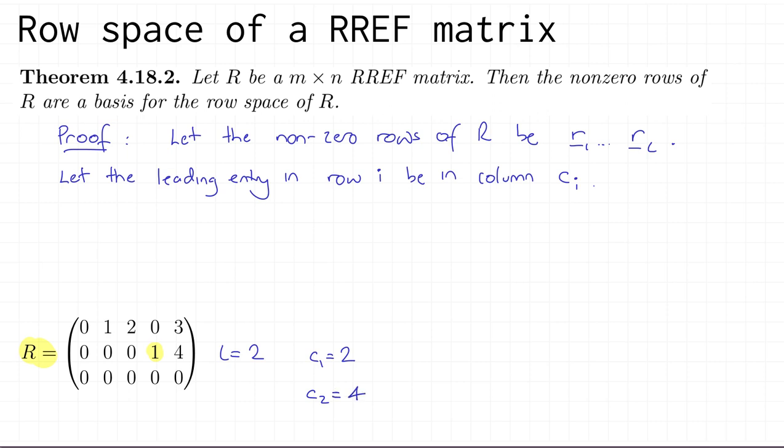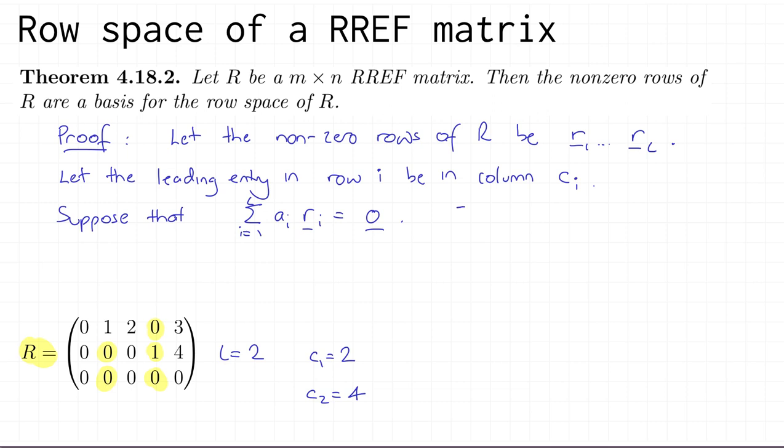And now let's recall part of the definition of the row-reduced echelon form, which is that if a column contains a leading entry, every other entry in that column must be 0. So here these entries are 0, and here these entries are 0. So let's now suppose that we've got a linear dependence on these rows. So what if we had the sum from i equals 1 to L of ai times Ri equal to the 0 vector? Well, what happens if we consider the entry in position Ci on the left-hand side?